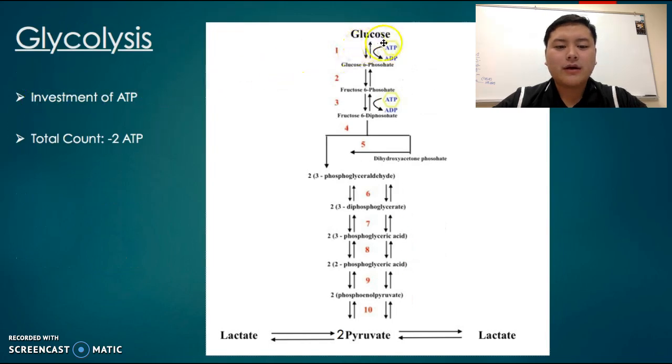So the first part we think of as the investment phase. In this phase, we have to sacrifice 2 ATPs in order to attempt to create more. We think of it as an investment phase because just like money, when you spend money, you invest in something and then you get that return and more. So right here you already see 1 ATP lost in step 1 and then 1 ATP lost in step 3. So total minus 2 ATPs.